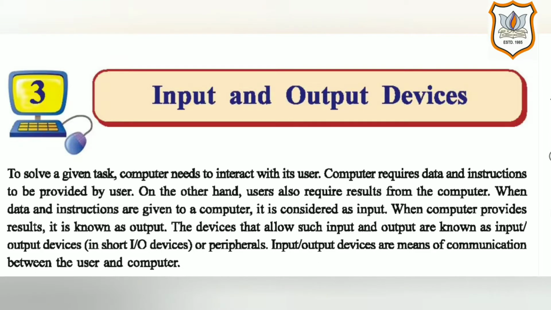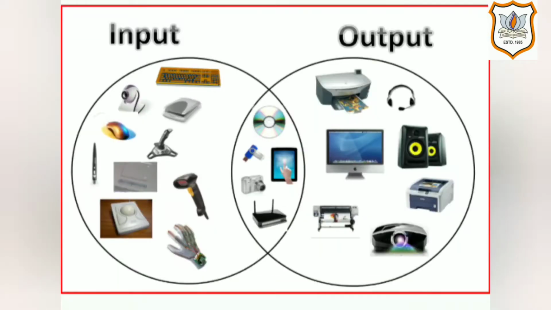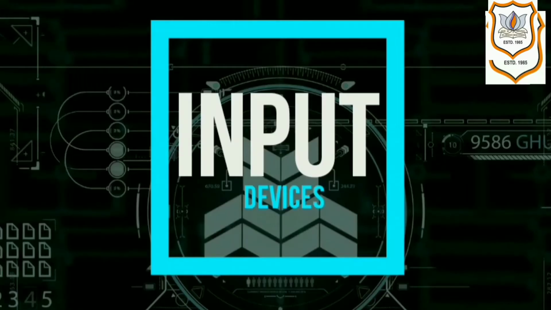When data and instructions are given to a computer, it is considered as input. When computer provides result, it is known as output. The devices that allow such input and output are also known as input-output devices or peripherals. Input-output devices are means of communication between the user and computer.